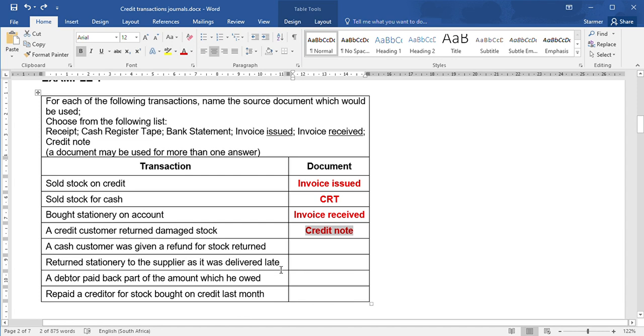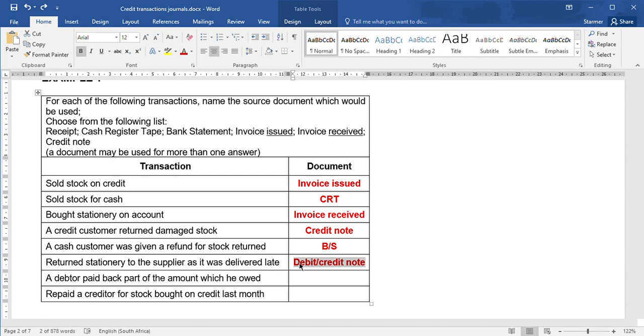If a cash customer was given a refund for stock returned, that will get recorded in the CPJ. You will find out about that transaction by looking at your bank statement. If we return stationery to a supplier as it was delivered late, two answers are acceptable here. You can use a debit note, which is what you would send with the stationery that you're returning. But remember, I told you it's actually only when you receive the credit note that you should make an entry in your creditor's allowances journal.